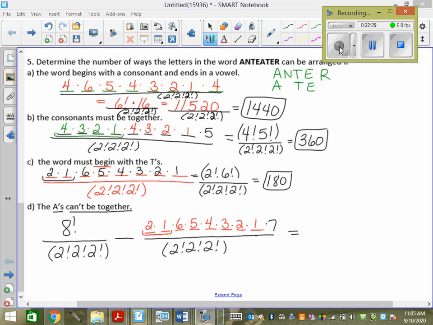What does that get me? What's 8 factorial divided by 2, 2, 2, 2? What's 8 factorial divided by 8? I have the final answer. Okay, wait, were you talking to me? Sure. 3,780.